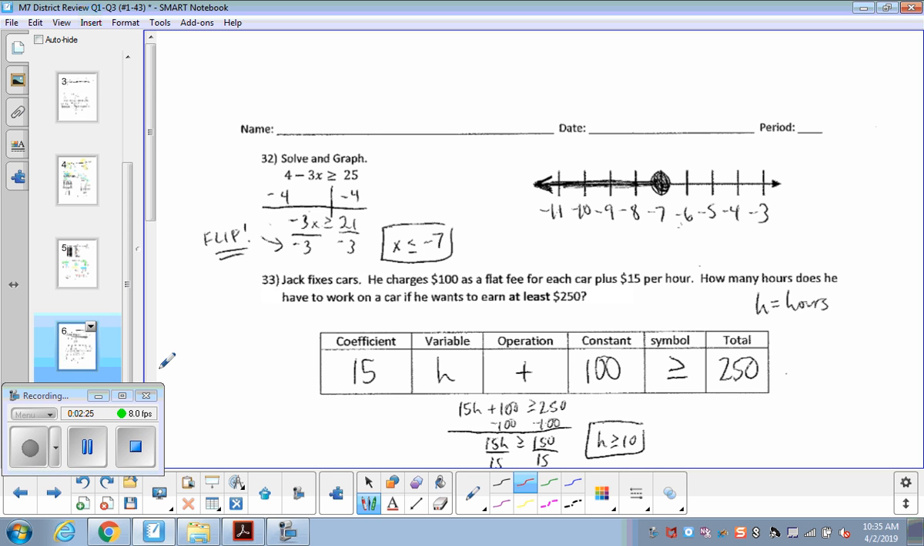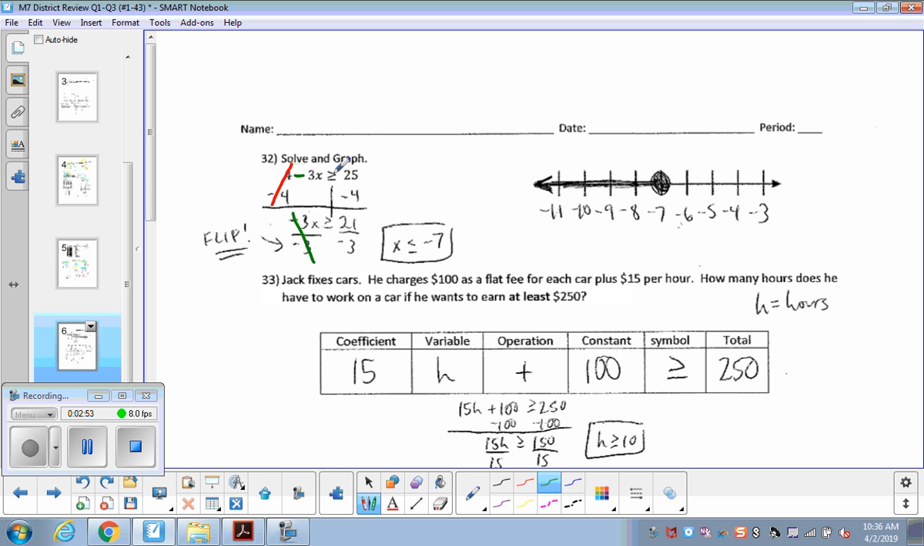Now let's take a look at question 32. We have a positive constant of 4. We have 4 minus 3x is greater than or equal to 25. So we're going to subtract the 4 on both sides for it to cancel out, and 25 minus 4 is 21. Now careful folks, we have this negative with our coefficient. Our coefficient's negative 3. So right here, we are dividing both sides by the coefficient of negative 3, and because of that, we need to flip the symbol.